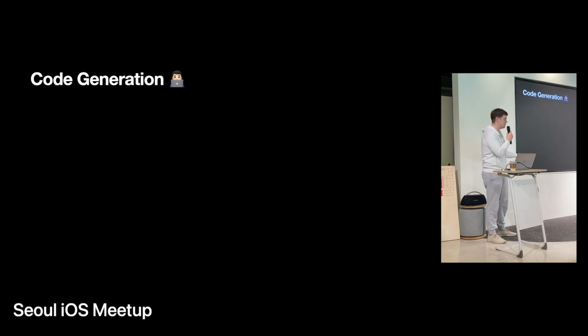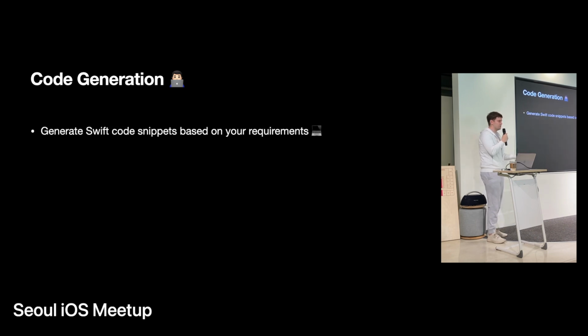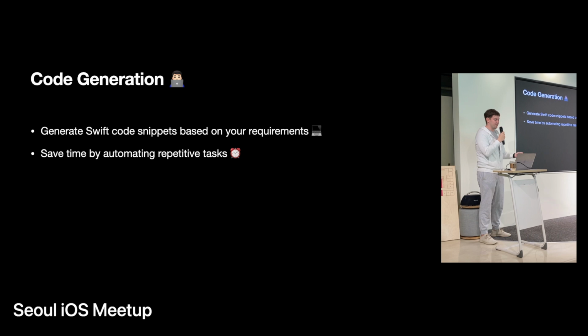Code generation, I would say, is quite a basic one. It's quite good at generating Swift code snippets. Let's say you have to generate a validator to validate if an input string is correct. You can easily just ask it and it's going to generate the whole code for you. Very nice. It saves you time.